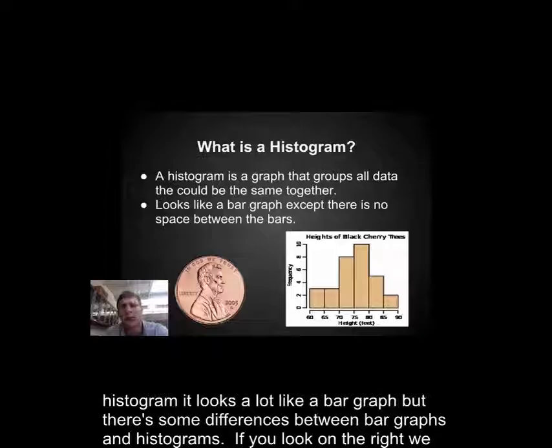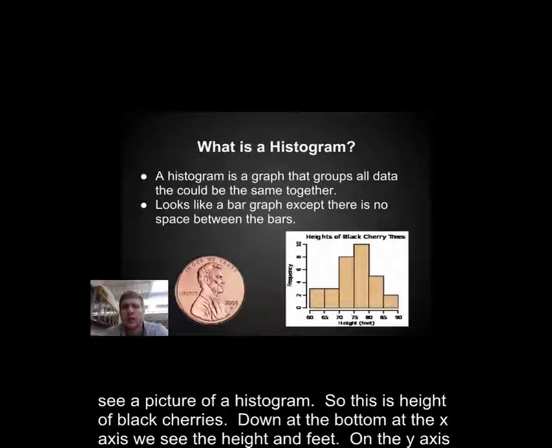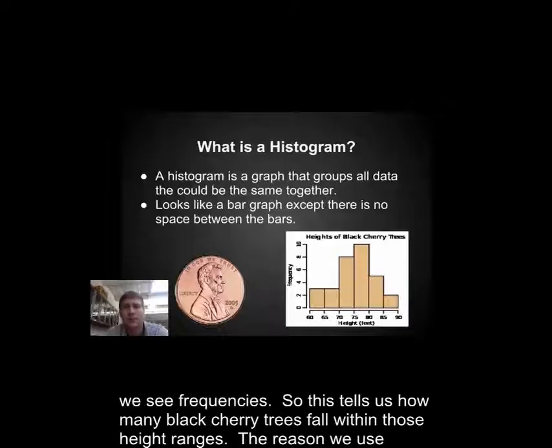If you look on the right, we see a picture of a histogram. This is the height of black cherries. Down at the bottom on the x-axis we see the height in feet, and on the y-axis we see frequencies. So this tells us how many black cherry trees fall within those height ranges.